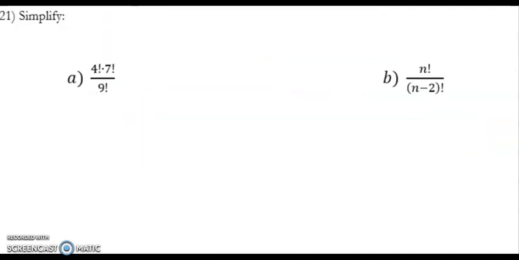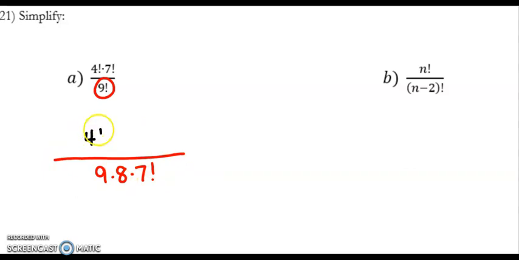21, simplify. So remember the trick with factorials is you want to start with the highest number. So out of 4, 7, and 9, 9 is my highest factorial. So I'll start writing that out until I get to a place that will cancel. So I still had 4 factorial and 7 factorial. So the reason I stopped at 7 factorial is that these will go away.